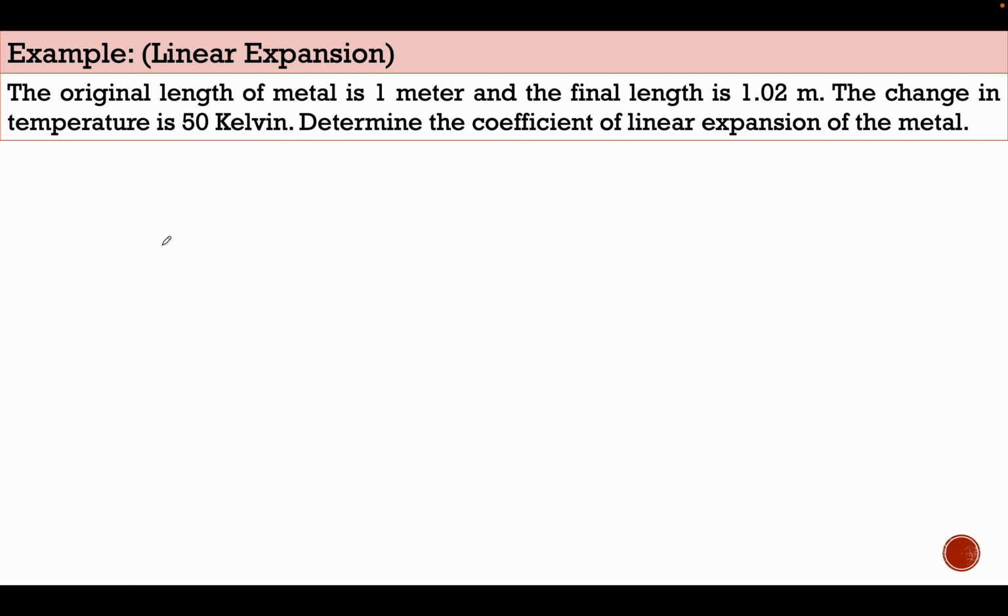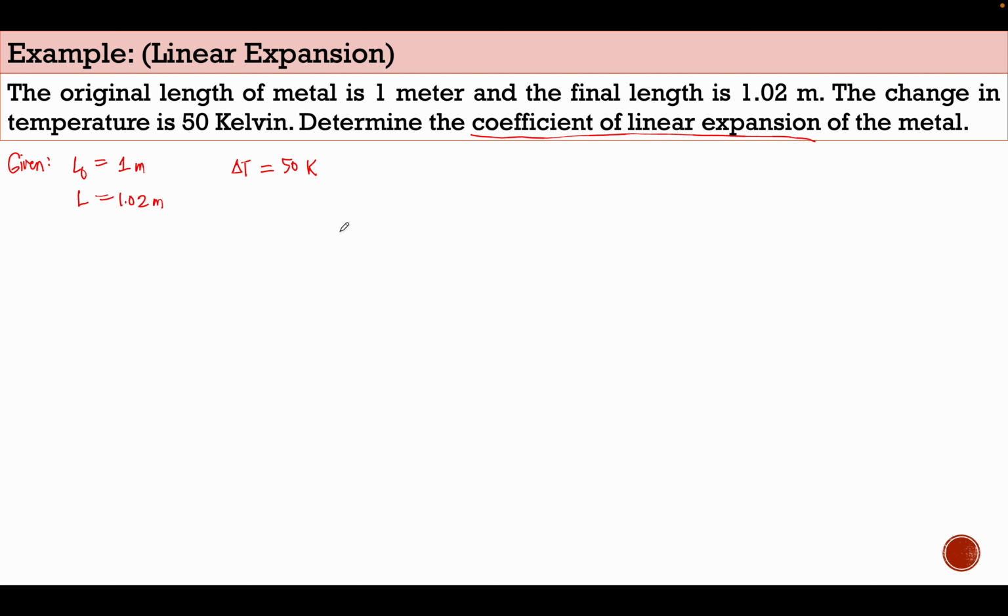So now we proceed to another example, which is again for linear expansion. The original length of one metal is 1 meter, and the final length is 1.02 meters. So let's write first the original length, which is the initial length, 1 meter, and the final length is 1.02 meters. The change in temperature, delta T, is 50 Kelvin. The question here is to determine the coefficient of linear expansion.